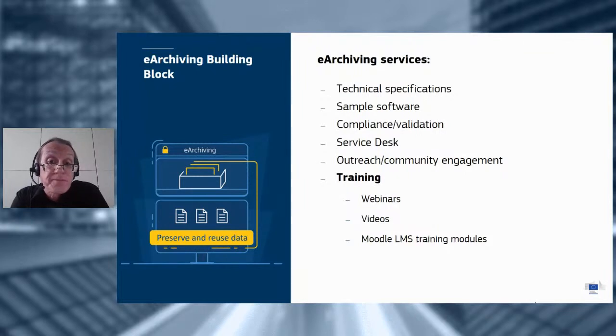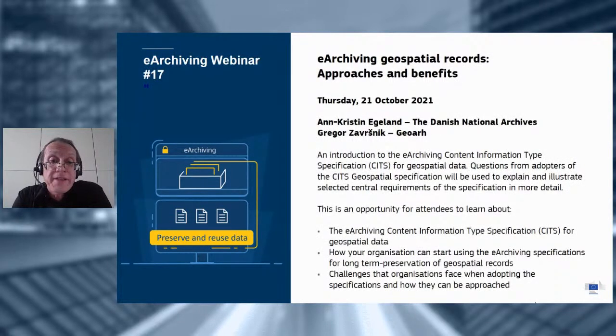Next slide, please. So what I'd like to do is just spend a moment or two telling you about the final webinar in the season, webinar 17. So this is in 3 weeks' time on Thursday, the 21st of October. And that's going to be about e-archiving geospatial records. And it's going to be in 2 parts. We'll start with a general introduction specifically to the e-archiving content information type specification for geospatial data.